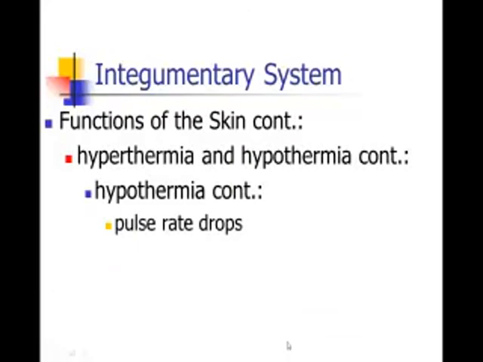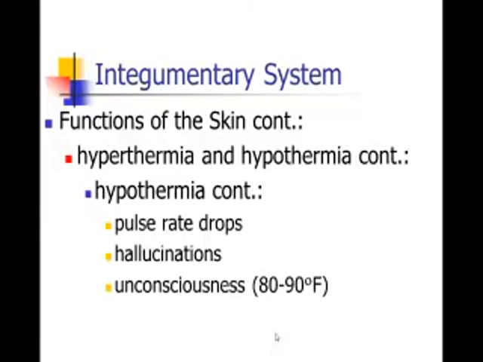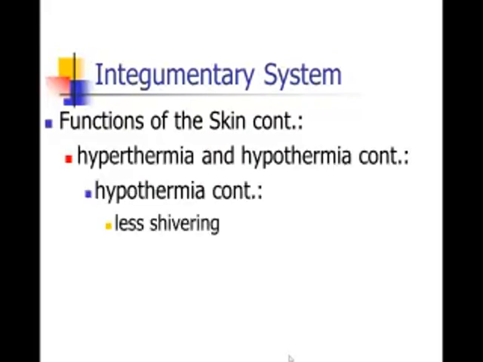Pulse rate drops with hypothermia. That actually helps conserve body heat in the core. It can lead to hallucinations. This happens to people who get lost or whatever in the Arctic or Antarctic. They start to hallucinate if they get too cold. And then if you get down between 80 and 90 degrees Fahrenheit, you'll become unconscious. The breathing becomes really shallow. And your shivering decreases, and you start to become rigid.